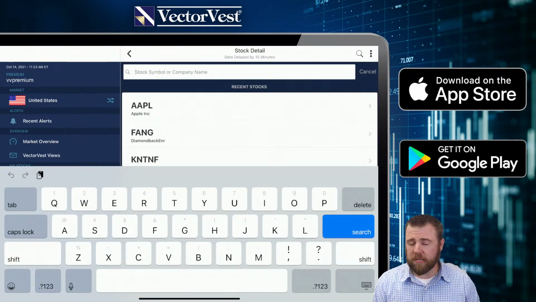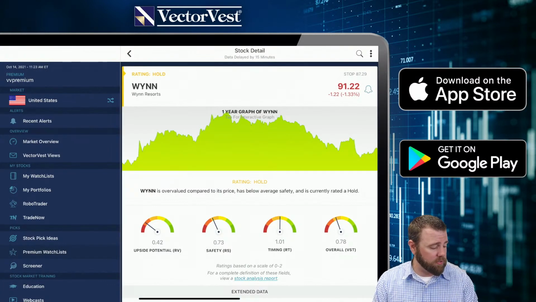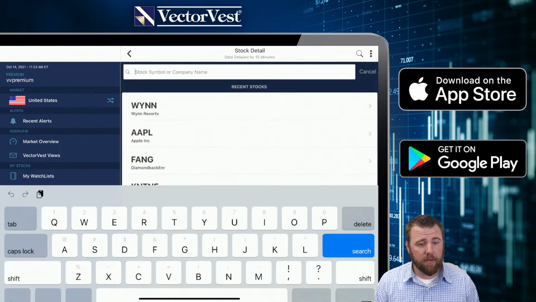Let's see, WYNN. WYNN, poor long-term potential, a lot of risk associated with it. Timing is basically flat, so therefore the stock is not favorable.